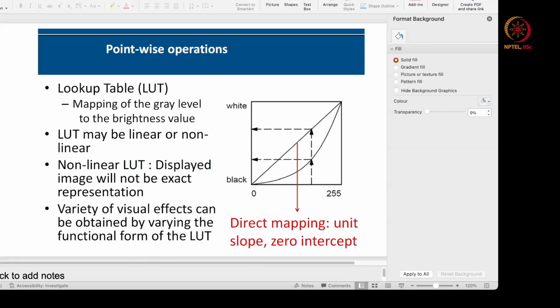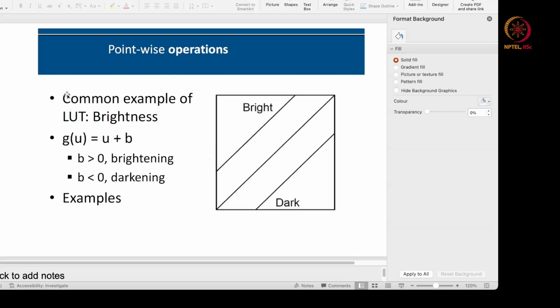So what you do for pointwise operations is use a look-up table, a mapping of gray value to brightness value. This is called a LUT. A LUT may be linear or non-linear. With a non-linear LUT, the displayed image will not be an exact representation. So a variety of visual effects can be obtained by varying the functional form of the LUT. These are other common examples of LUT, starting with brightness.